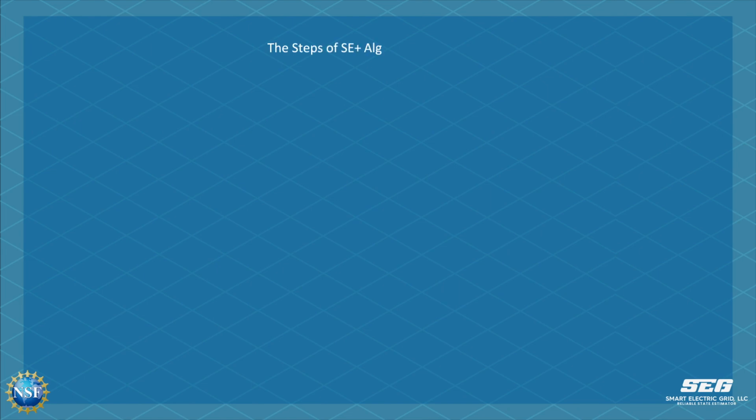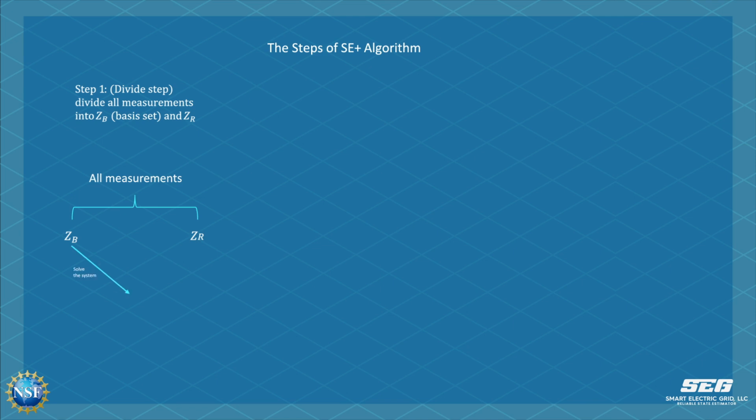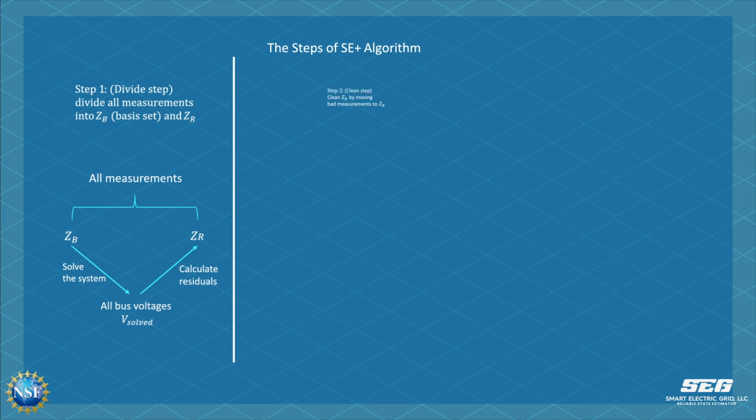As explained in our previous video, SE Plus addresses the vulnerabilities of the weighted least square state estimator by dividing measurements into two groups, the basis set, ZB, and the redundant set, ZR. The ZB contains the minimum number of measurements needed to solve the entire system, equal to the number of variables. Although there are many possible basis sets, each can solve the system.